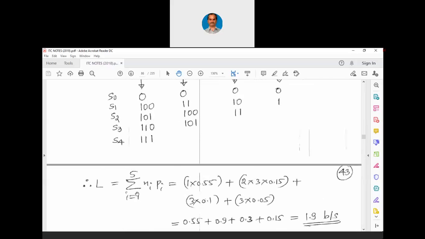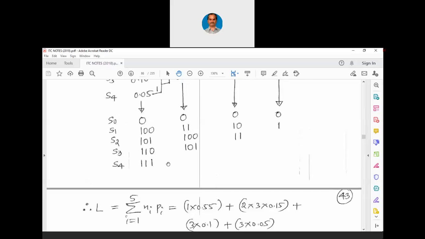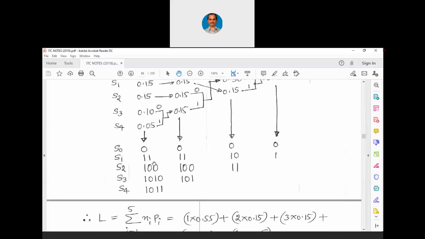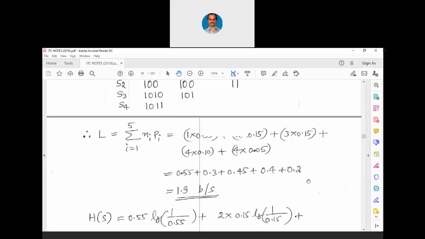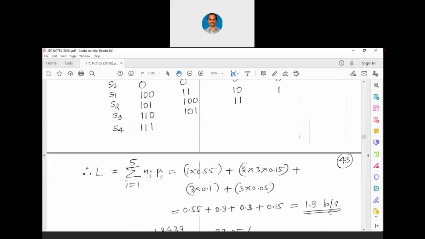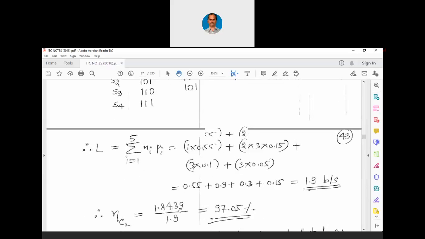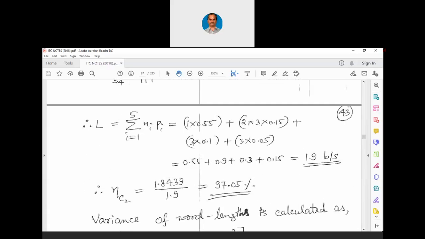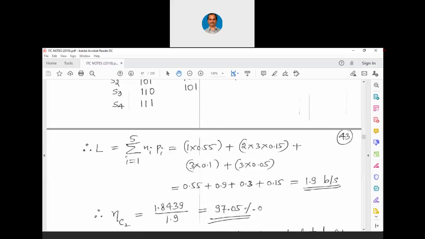Here, L is summation of i equals 1 to 5 of n_i p_i. You can see that there are no symbols having 4 digits. All the symbols are having less than 4 digits, but 4 symbols are having 3 digits each. The first symbol is having a single digit. In the first case, one symbol was having 2 digits, the second symbol was having 3 digits, and the last 3 were having 4 digits. Let us see which one is more efficient. Here we get L as 1.9 bits per symbol and efficiency is 1.8439 by 1.9, the same value, 97.05%. That means both of these codes are equally efficient.